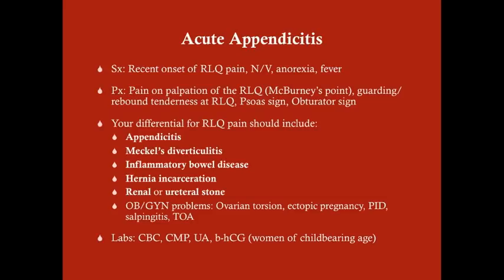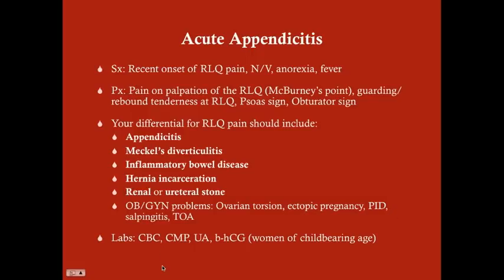Of course, in women, OBGYN problems are always things that we're considering when there's lower abdominal pain and pelvic pain. So certain things would be ovarian torsion, of course, ectopic pregnancy, which is really important to remember in a woman of childbearing age, and pelvic inflammatory disease. They usually have a history of STDs, salpingitis, and tubo-ovarian abscesses. So these are all on your differential for right lower quadrant pain.